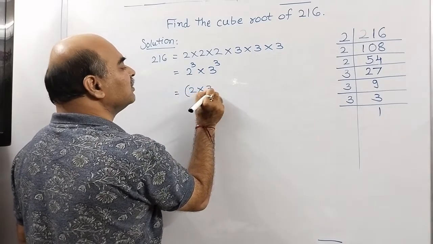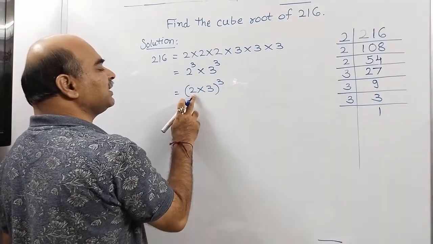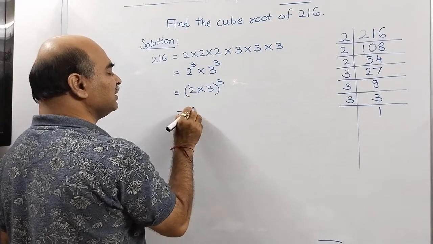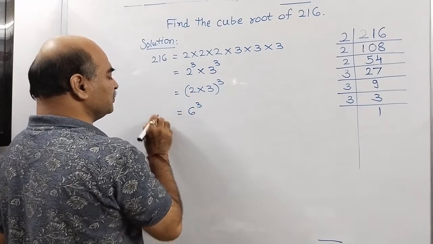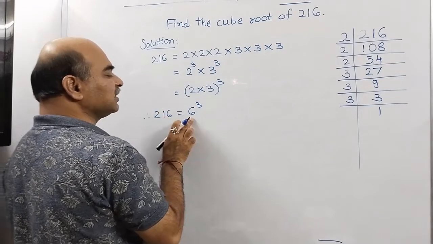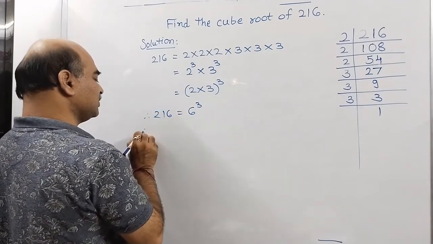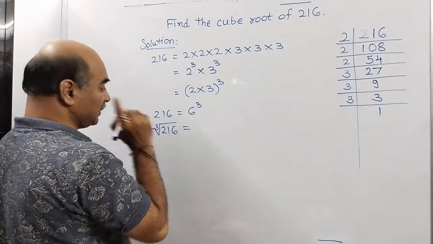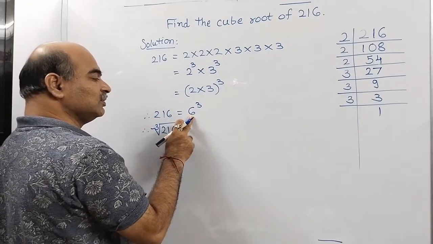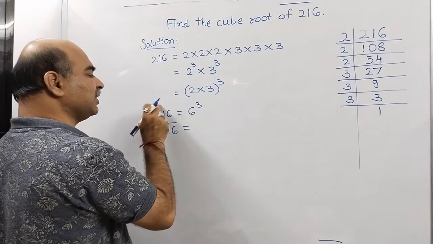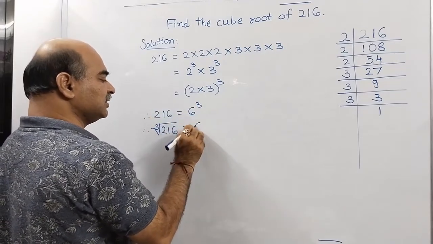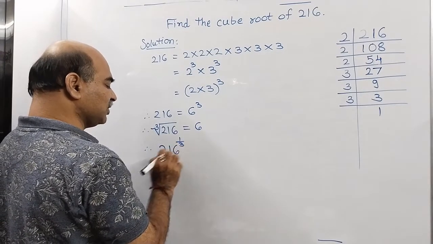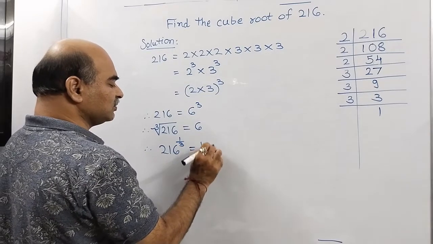So by the rules of indices, we can take it as 2 into 3 raised to 3, meaning the cube of 2 into 3. 2 into 3 is 6, so 6 cube. So 216 is the cube of 6. Therefore, if you want to find the cube root of 216, we have to find the number whose cube is 216. That number we got here is 6. So the cube root of 216 means 216 raised to 1 upon 3 is equal to 6.